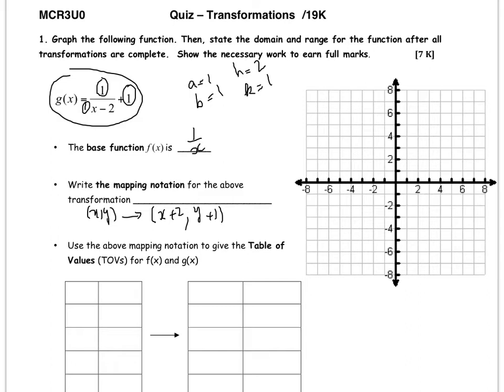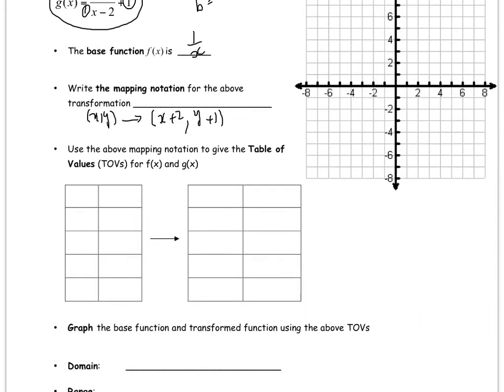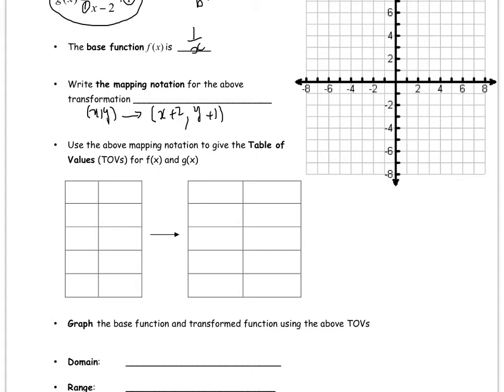The next part of the question asks us to complete the table of values using the above mapping notation. Now, in your test, I've already set these values to -2, -1, 1, and 2.